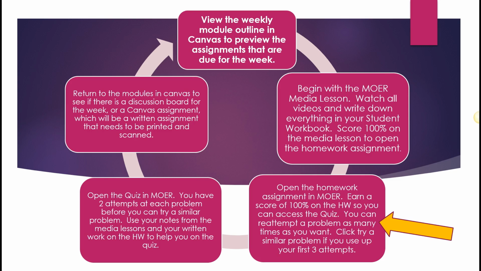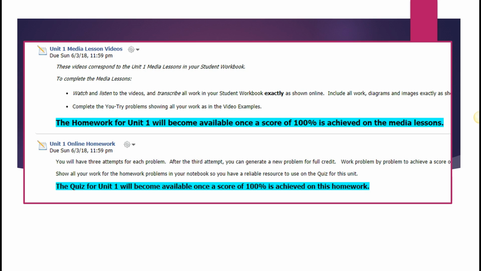After you watch the media lesson, now it's time to work on your homework in More. When you get 100% on your homework, then you can attempt the quiz. In the homework, you can reattempt a problem as many times as you want. You get 3 tries for each problem. If you exhaust all 3 tries, you get a similar problem and you get 3 more tries. Notice that the quiz for the unit will not become available until you reach 100% on the homework. So it's a step-by-step process. You can't jump to the quiz until you complete the homework.